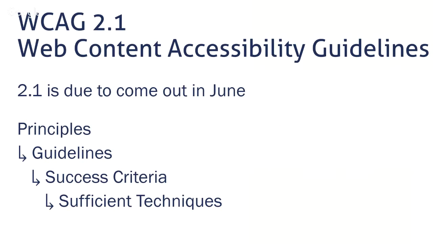So WCAG is Web Content Accessibility Guidelines. And yes, it's really about web pages, but technically powerbi.com is a web page. So the way that it works is that it has principles with guidelines underneath them, and then success criteria and sufficient techniques, meaning here's what you have to do to meet some level of accessibility. And they rate them A, AA, AAA. So the newest version is coming out this month. I don't think it's out yet.